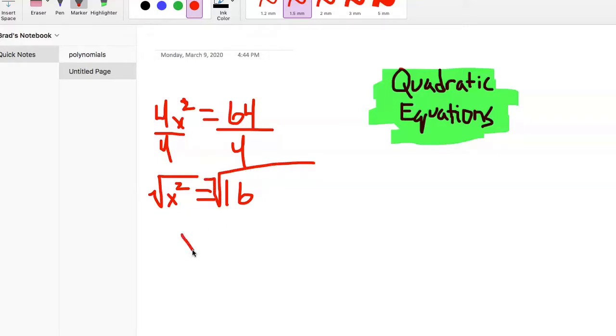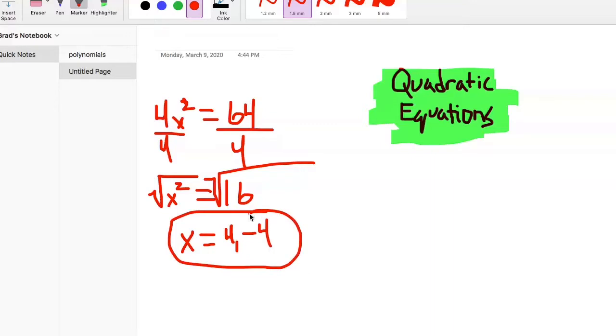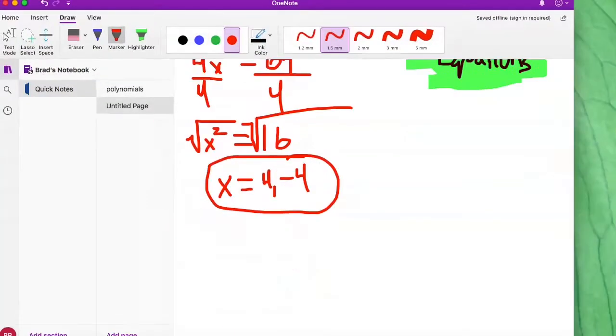So x equals, and the key thing to remember here is that the answer is not just 4, but 4 and negative 4, because negative 4 times negative 4 equals a positive 16. Whenever you use a square root, you're also going to have two solutions, in this case 4 and negative 4.